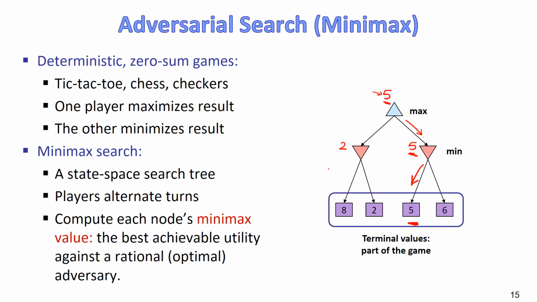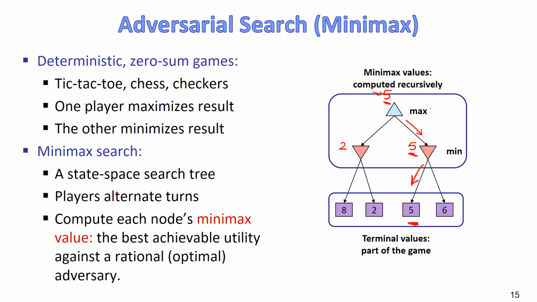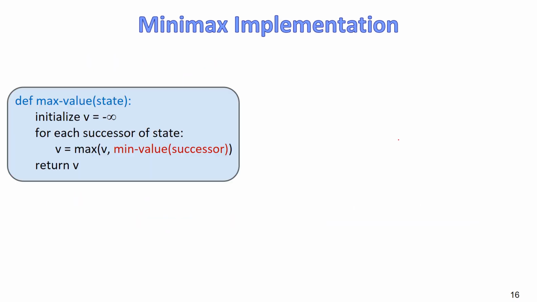Okay, so this is what we call terminal values, and as I said, this is part of the game. They will be known, and the minimax values are computed recursively. We'll talk about this concept very soon. So the values are 5 and 2 here and 5 here.